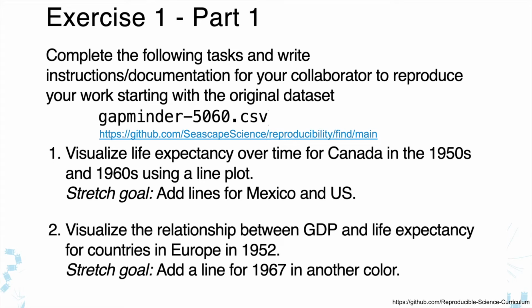Basically, you will find this spreadsheet, Gapminder. I've posted it at this link on GitHub if you want to download it. Both you and your partner will download this and then individually try to do the tasks in 1 and 2 here. So visualize life expectancy over time for Canada in the 1950s and 60s using a line plot. There are these stretch goals. If you have some more time, add lines for Mexico and the US. And then another visualization task.